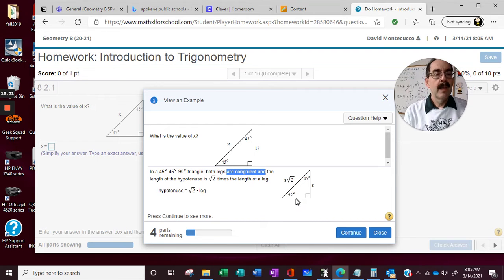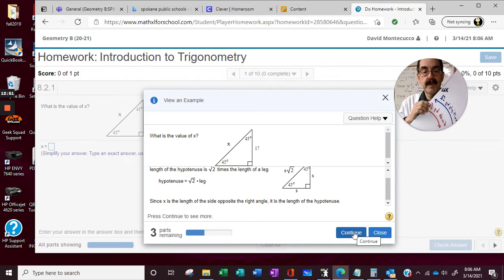If you take any leg and you're going to go to the hypotenuse, we multiply by radical 2. So the answer here is going to be 17 radical 2. We multiply by the square root of 2. Let's see what happens.